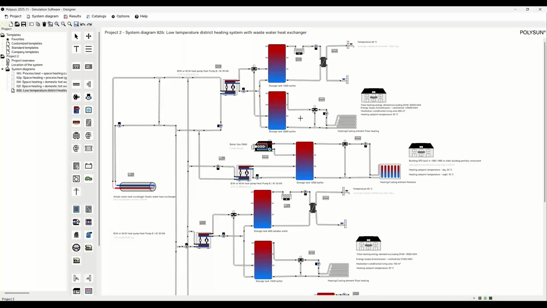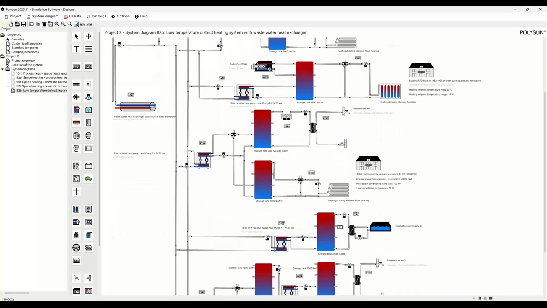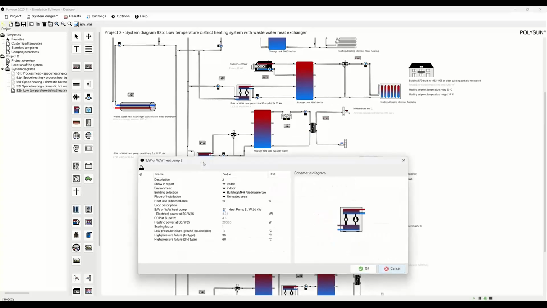So you can combine all the components here in Polysun, and also here we have a gas boiler again, in parallel with this heat pump to bring up the temperature to the heating controller here. It's actually also a mixture of series and parallel, to bring up the temperature necessary. Let's have a look at the heat pump catalog.